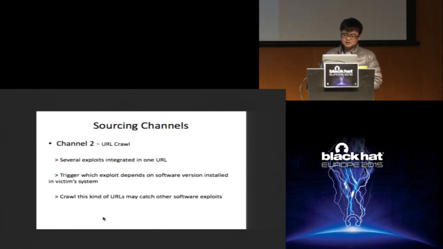The second sourcing channel is URL crawling. Usually, there are several exploits integrated in one URL. The server side decides which exploit to check depending on the software versions installed on the victim's system. For example, if the user's Java version is low, the server side will check for a Java exploit, but not an IE exploit or Flash exploit. So if you catch a URL that detects an old Java CVE or an old IE CVE, you can crawl the URL on an up-to-date system. It may trigger a Flash zero-day exploit. So you can catch this kind of URL and crawl them.